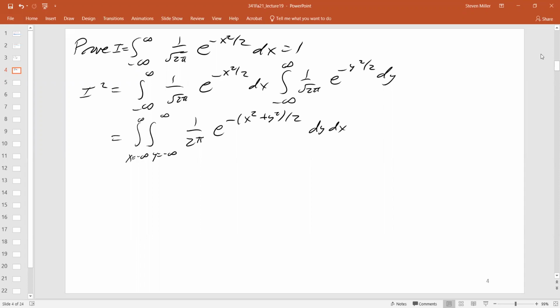So we have a function that only depends on x squared plus y squared. It should be screaming at you right now which variables to use. What does this remind you of? Circle, polar.